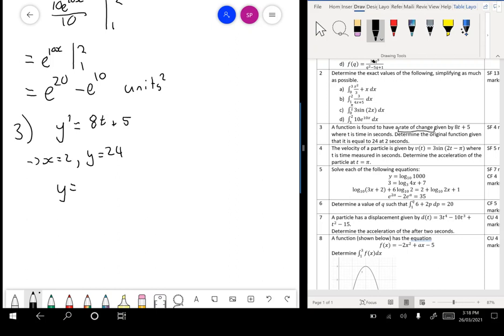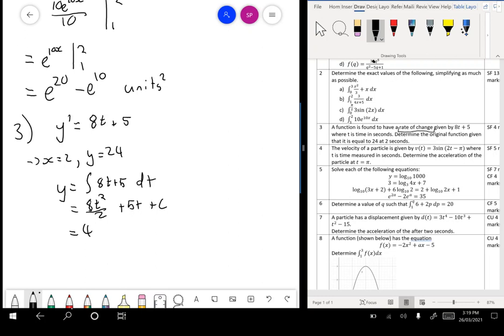So y equals, we just want to undo that rate of change equation, so it's been differentiated, that's what the dash means. So we're just going to integrate 8t plus 5 with respect to t. Okay, the integral of 8t is 8t squared on 2 plus 5t plus c.